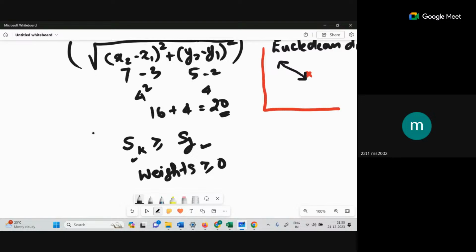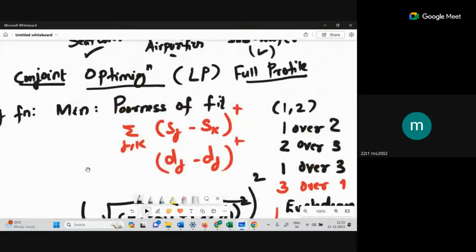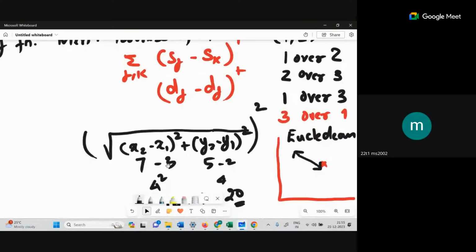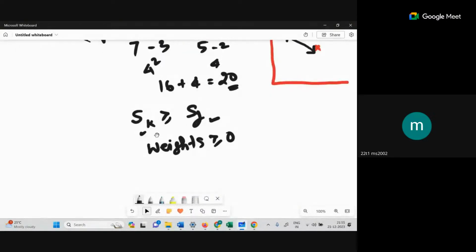This is all you need to know about pairwise conjoint full profile analysis. You have an objective function. What is the data type that you have? You have pairwise data. You have an objective function that is minimizing the poorness of fit, and it is non-linear. You are linearizing this objective function by squaring it. Then you have a simple constraint. There are two products, K and J, and if J is preferred over K, this distance should be lesser than that of K. The weight should be greater than or equal to 0.